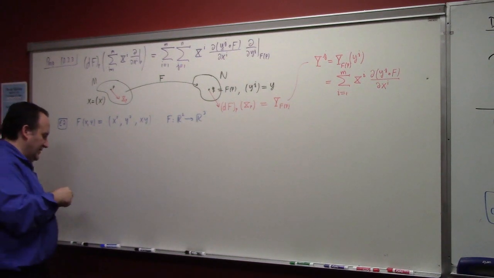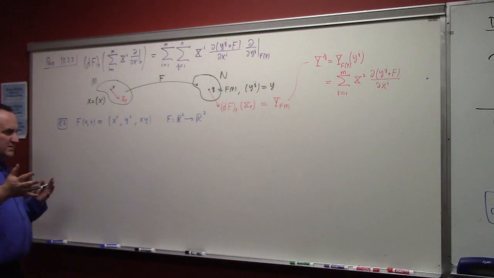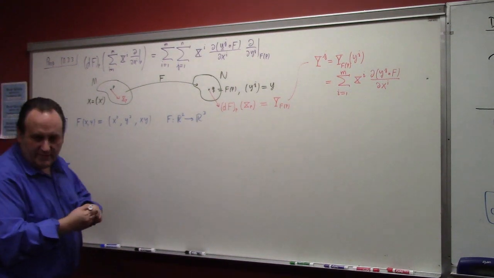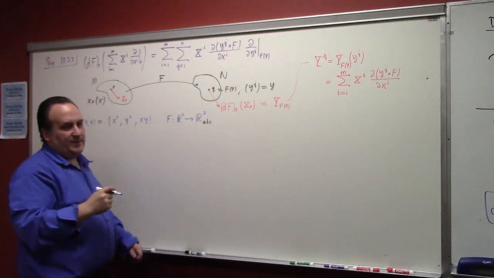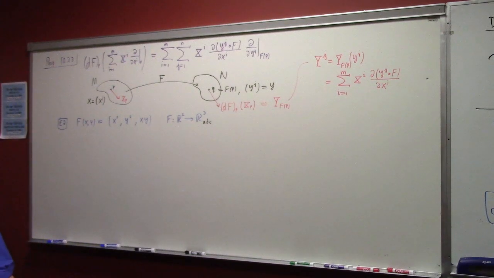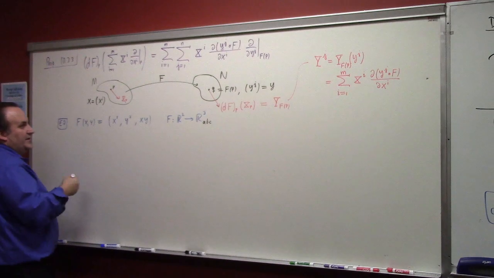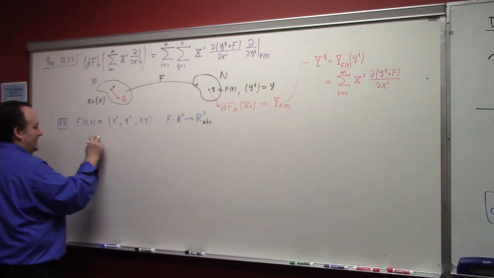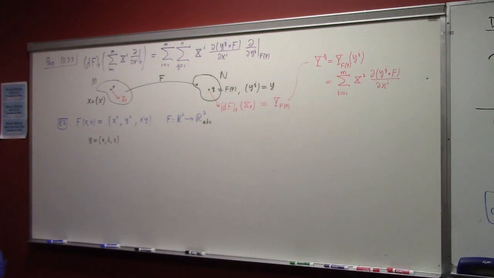And just to make things a little more transparent, let me use different letters for the coordinates in the range. Instead of using x, y, z for R3, I'm going to use a, b, c, if that's okay. I'd use u, v, w, but it's much easier to tell the distinction between a, b, and c as coordinates. So here we have really three component functions. My y is equal to a, b, c, which are y1, y2, y3 in the range.